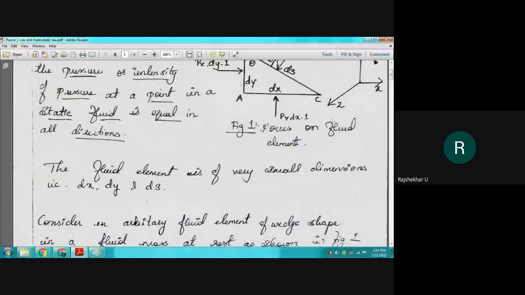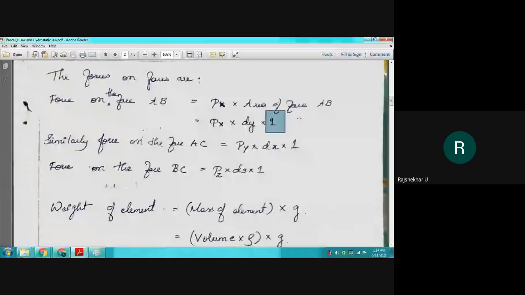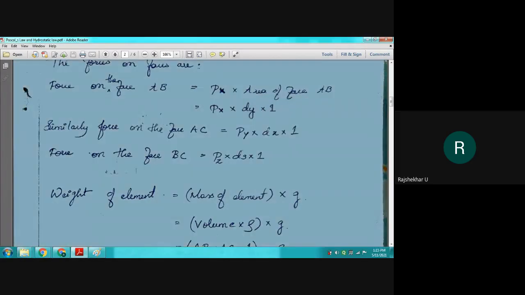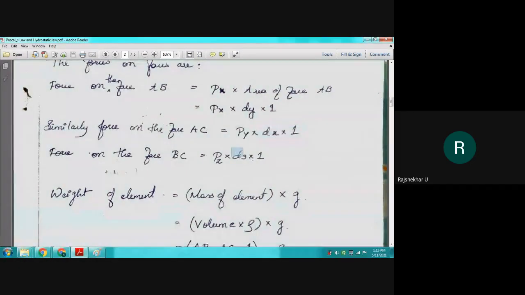This 1, how are we getting it? That is the other dimension of the paper which we cannot see, which is considered as 1 meter or unity. So you can see px into area of face AB. The area of face AB is dy into 1. Similarly, the force on the face AC is py into the area, and the area of face AC is dx into 1. And similarly, the force on the face BC is pz into ds into 1. So this is dy into 1, which is acting on face AB. This is dx into 1, which is acting on face AC. Then this is ds into 1, which is acting on face BC.